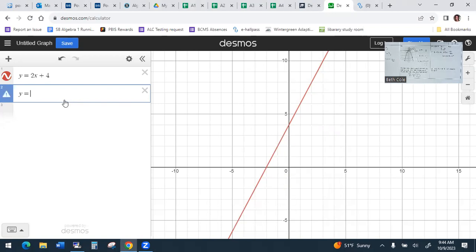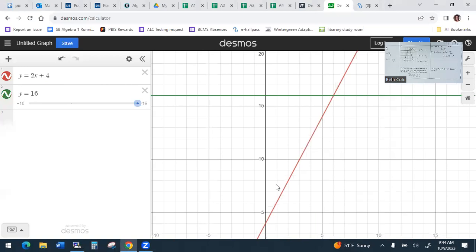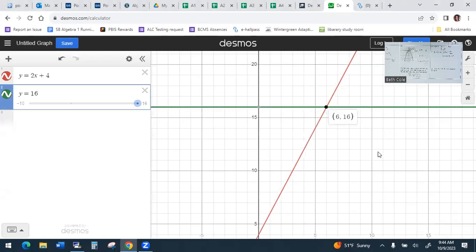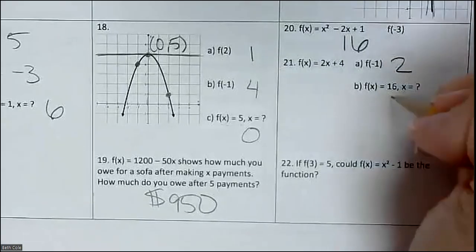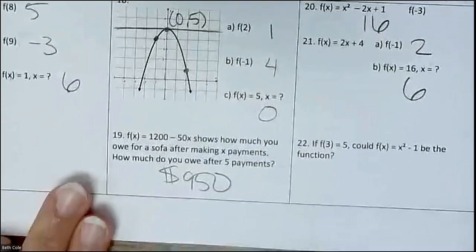Y equals 16. Now that's going to be all the way up here at 16, so I have to move the graph to find it. And what's x when y is 16? 6. Good job. Cool. That went well. Nice job.